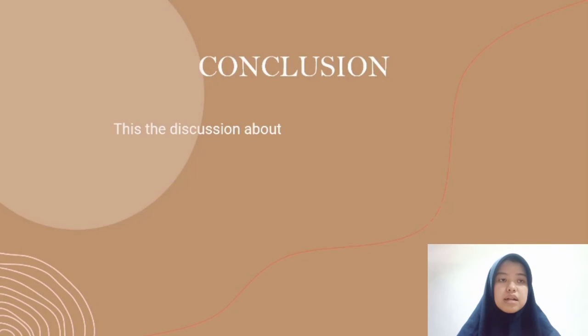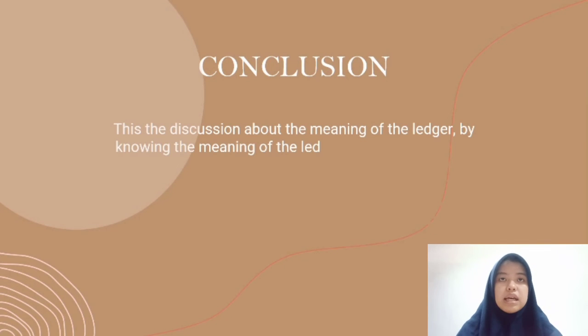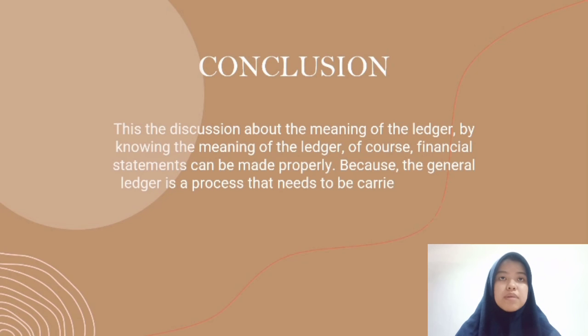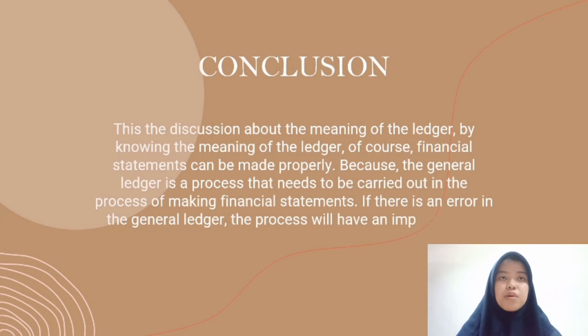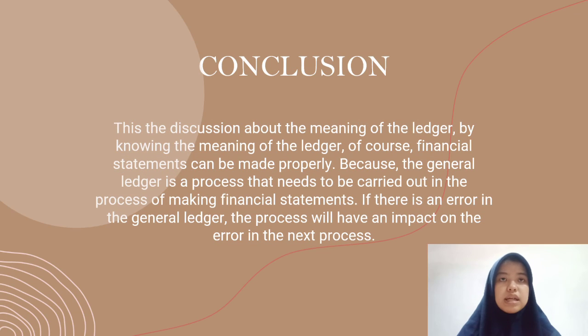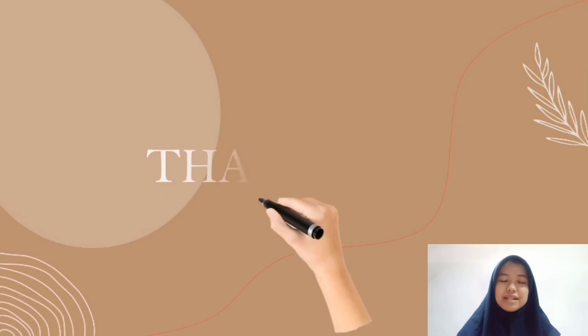And from the material earlier, I have a conclusion. This is the discussion about the meaning of the ledger. By knowing the meaning of the ledger, of course, financial statements can be made properly, because the general ledger is a process that needs to be carried out in the process of making financial statements. If there is an error in the general ledger, it will have an impact on errors in the next process. That's all for my presentation today.